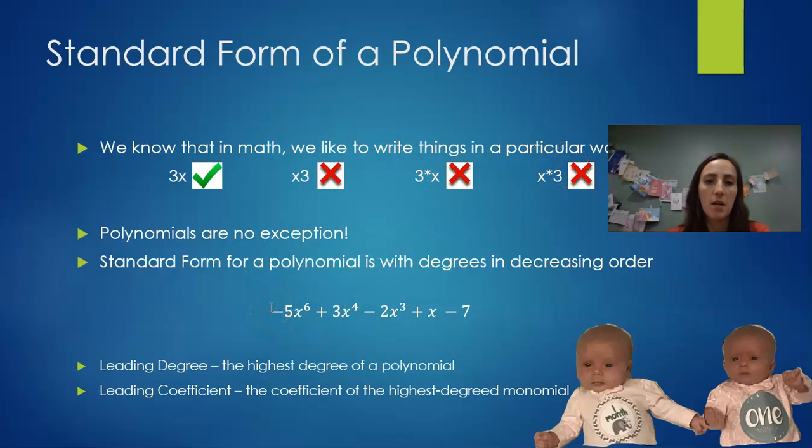Polynomials are the same. In standard form for a polynomial, the degrees have to be in decreasing order. So we're looking at the exponent of our variable, and the largest exponent has to be written first, and then the next largest, and then the next largest, until we are down to having no variable at all last. Two other vocabulary words are leading degree, that's the highest degree of a polynomial, and leading coefficient, which is the coefficient of the highest degree monomial. Thank you, Brooke and Sophia.